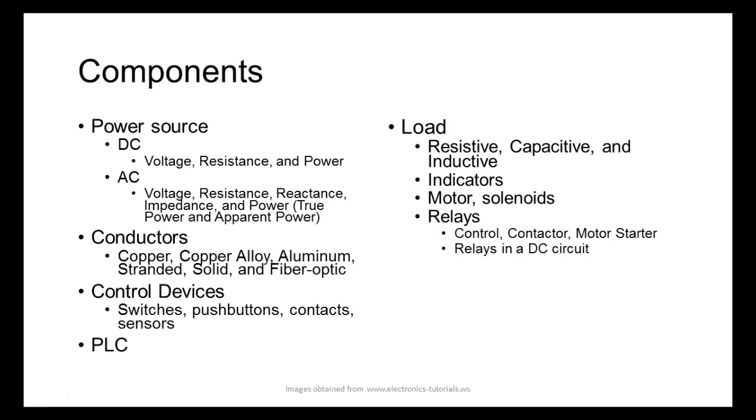But electrical, we have two types of power sources. In electricity, we have what we call DC and AC. Anybody know the difference between those? What does DC stand for? And what does that mean? It means the current flows in one direction, right? Flows from negative to positive.